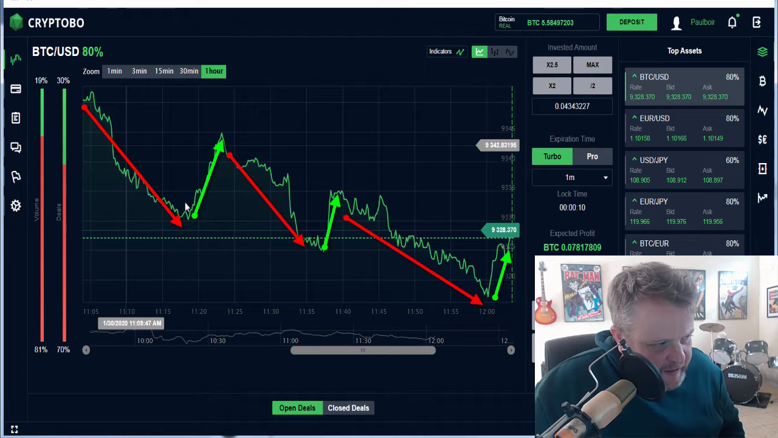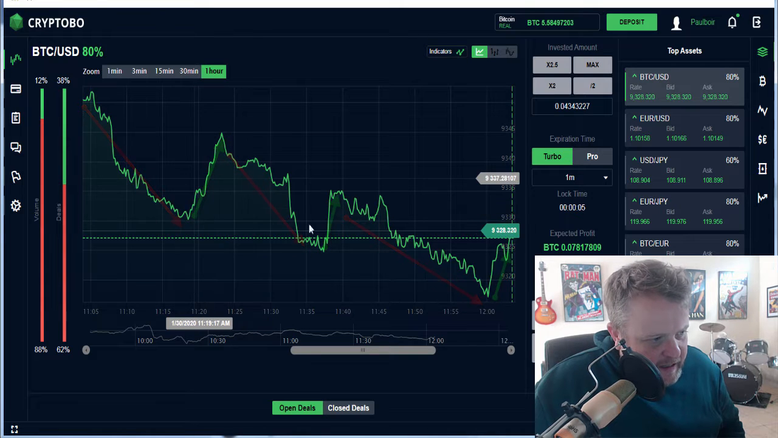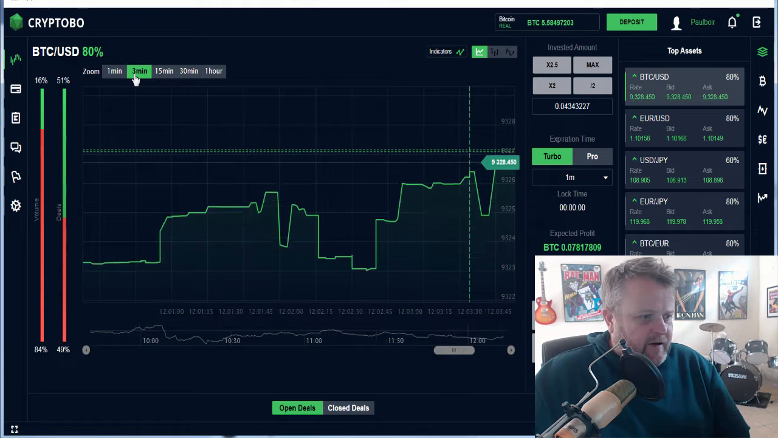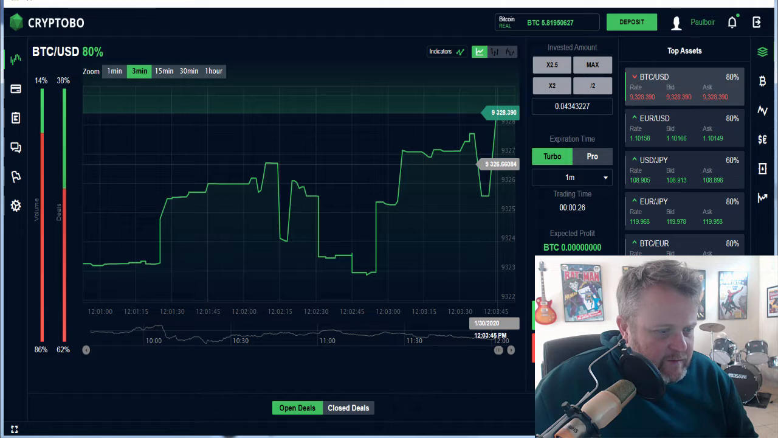So after each low point, it's then taken a spike up. So here's a low point, spike up. Here's a low point, spike up. Here's a low point, it's spiking up. So just taking advantage of these trades here. They've come in, lovely. Let's get some more.